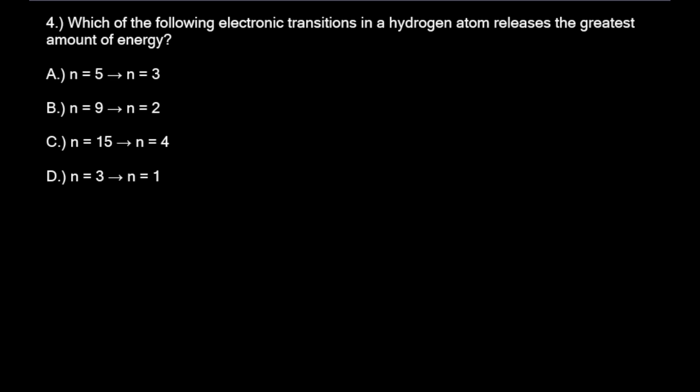Question number 4 says which of the following electronic transitions in a hydrogen atom releases the greatest amount of energy? Answer choice A says n equals 5 to n equals 3. Answer choice B says n equals 9 to n equals 2. Answer choice C says n equals 15 to n equals 4. Answer choice D says n equals 3 to n equals 1. Which one do you think is the correct answer?